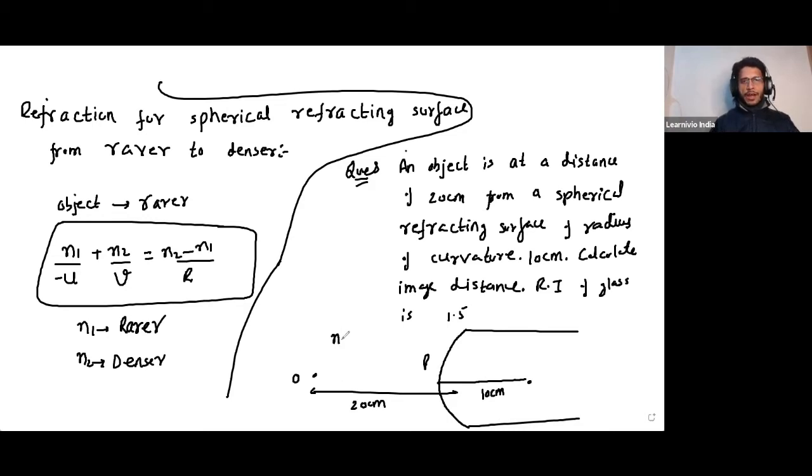This is air, so the refractive index of air is 1. This is glass, the refractive index of glass is 1.5. Now solve it and calculate the image distance. You will use this relation. See, your object is in the rarer medium, and the rays are refracting from rarer to denser medium, so you will be using this relation. But while using it, always remember that n1 is that of the rarer medium, n2 is that of the denser medium, and you have to consider proper sign convention.